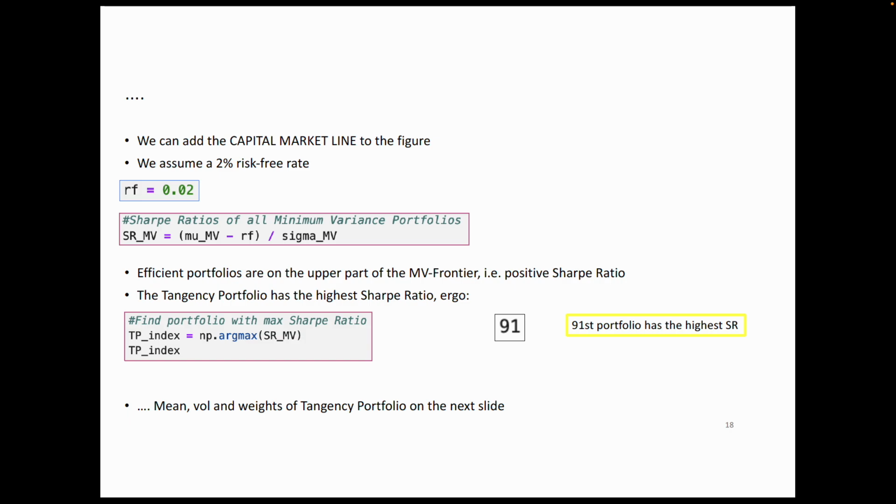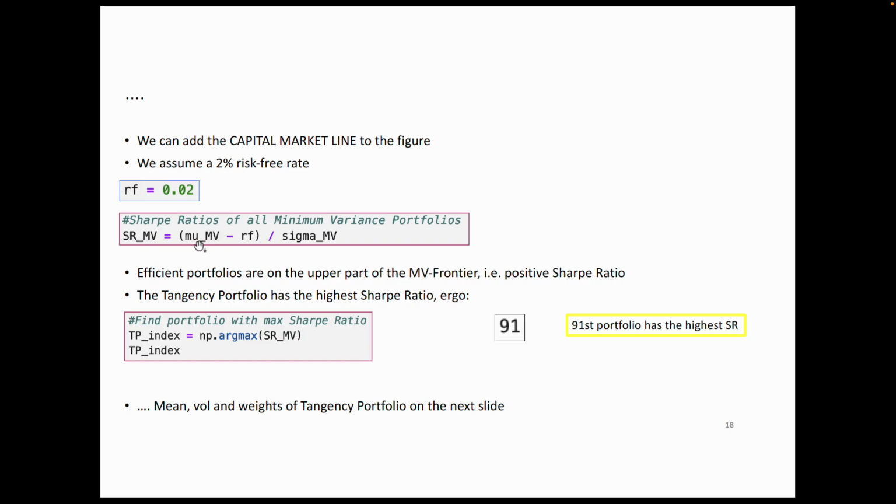I need information about the risk-free rate. So it's also exogenous. Right now I just assume it to be 2%. By convention, it would be annualized if nothing else is mentioned. So I have a 2% risk-free rate, annualized. And what I will now compute is the Sharpe ratio for every portfolio on the blue frontier, on the full minimum variance frontier.